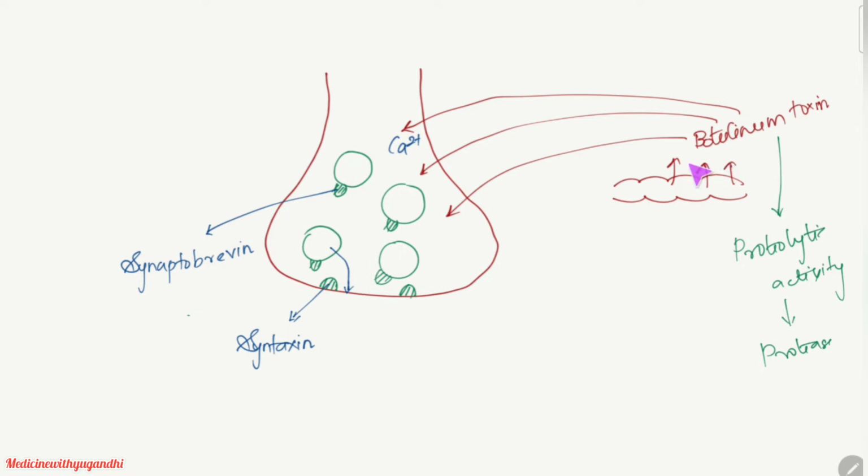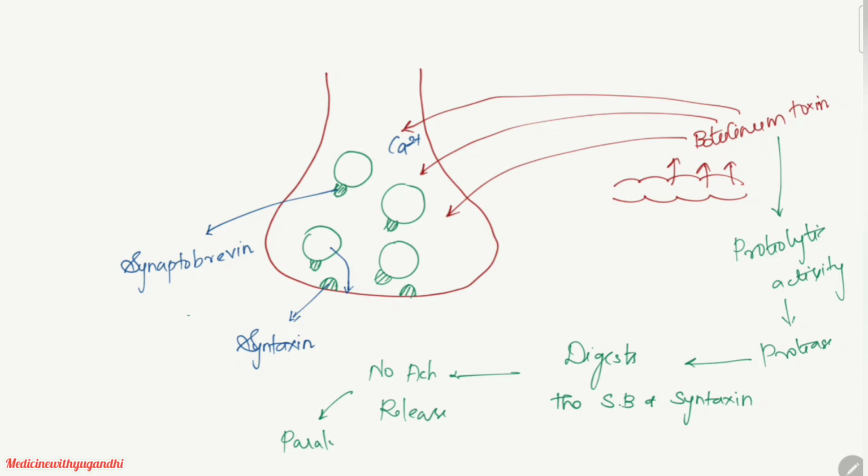So what this botulinum toxin does is, it digests the synaptobrevin and syntaxin, and there will be no release of acetylcholine. Once again I am repeating, this botulinum toxin has proteolytic activity. So as soon as it gets concentrated at the nerve terminal, it starts digesting the synaptobrevin and the syntaxin. So there is no release of acetylcholine, and thus this toxin produces paralysis.